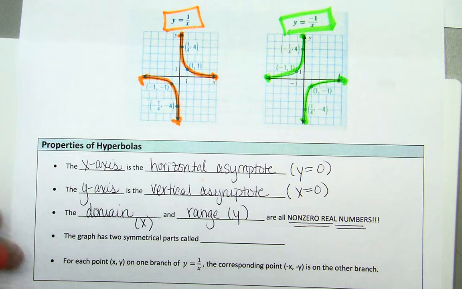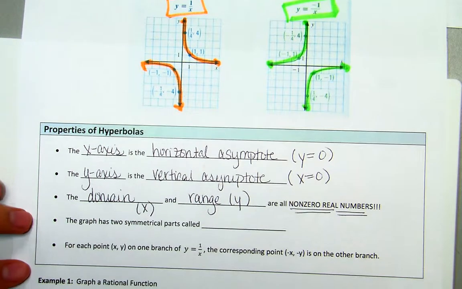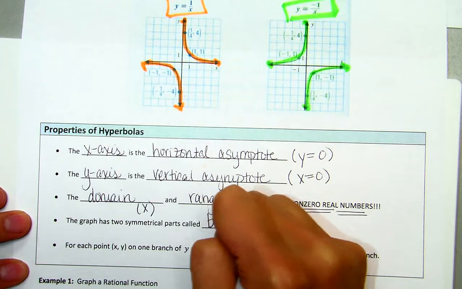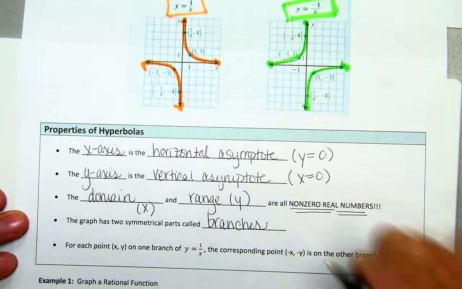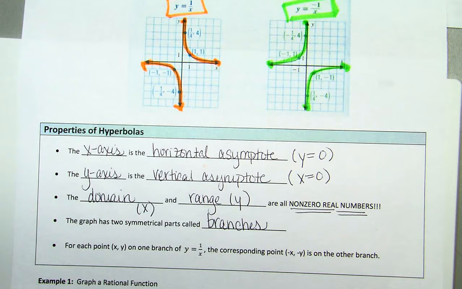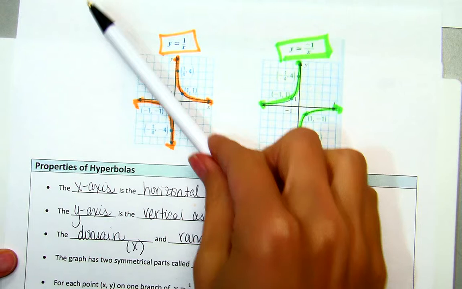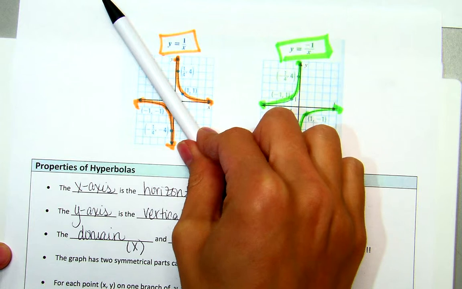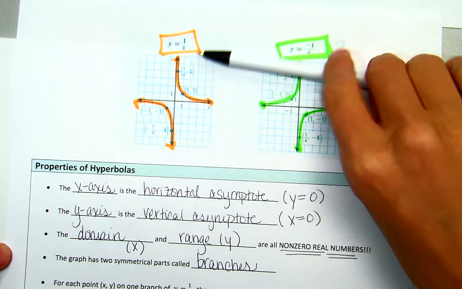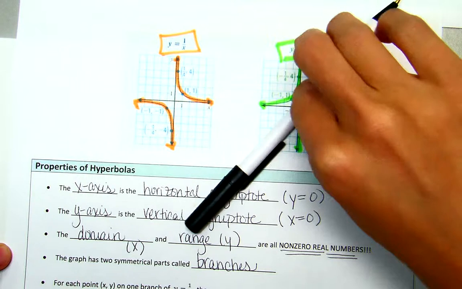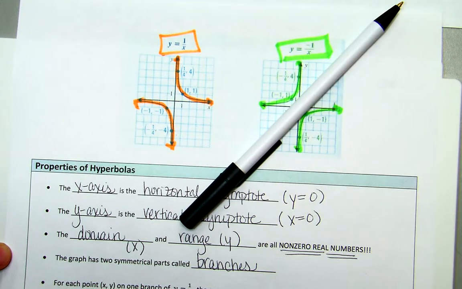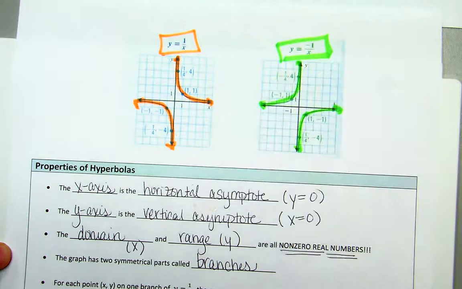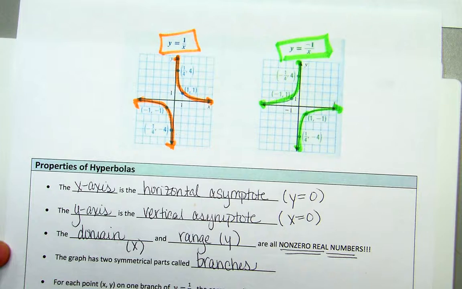Another property is your graphs have two symmetrical parts, and we called them branches already, and that's what they're called. They're going to be symmetrical, which means that they would lay right on top of each other if they were to be folded over. In this case, if we had your 45-degree line, your negative slope, if you folded those two branches over, they would lay on top of each other. If I took this line, your positive 45-degree angle that cuts through your coordinate plane, and folded those two branches over on top of each other, those two would also be symmetrical. They would lay right on top of each other.